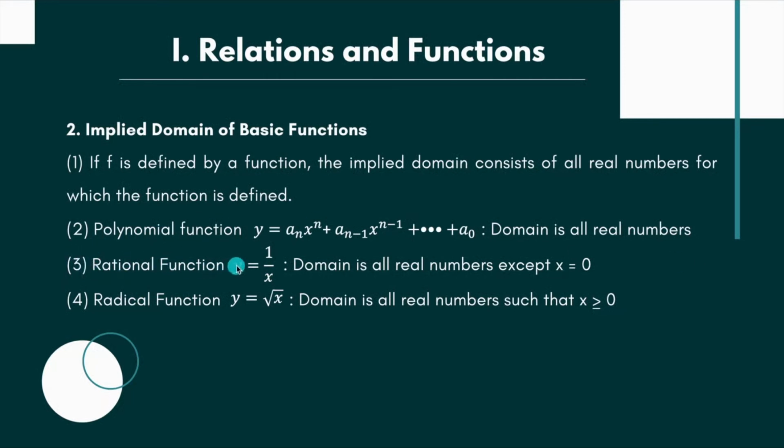For a rational function, let's say y equals 1 over x, the domain for this rational function is all real numbers except for x equals 0, because if x equals 0, that would mean we're dividing 1 by 0, which is impossible. Next, for radical functions, for example, y equals square root of x, the domain for the function y equals square root of x is all real numbers such that x is greater than or equal to 0. So that means non-negative values, and that's because we cannot find the square root of a negative value.